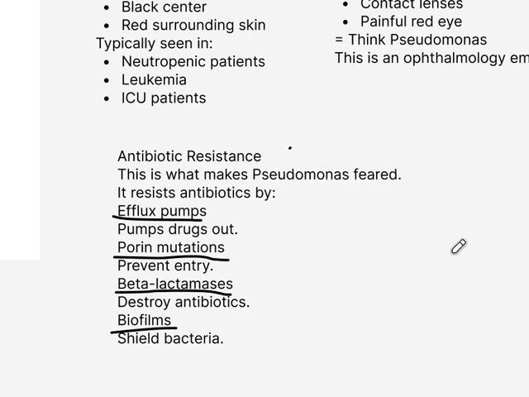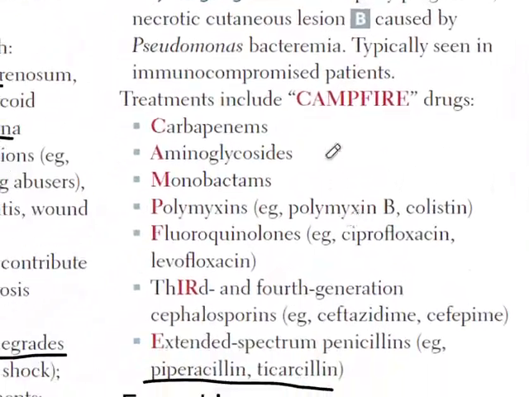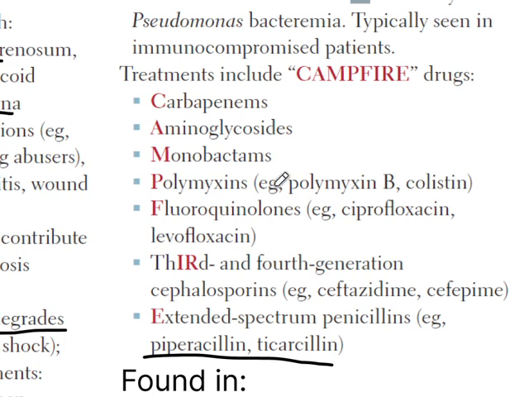So we have these specific anti-Pseudomonas drugs, and that basically includes the carbapenems. You remember CAMPFIRE as this mnemonic to remember the drugs for Pseudomonas. Most importantly, the ones put on the exam are piperacillin and ticarcillin, right? But we're going to study all of them. So carbapenems include meropenem, imipenem, and aminoglycosides include gentamicin, tobramycin, amikacin. Monobactams are like aztreonam, polymyxins are like polymyxin B, colistin.